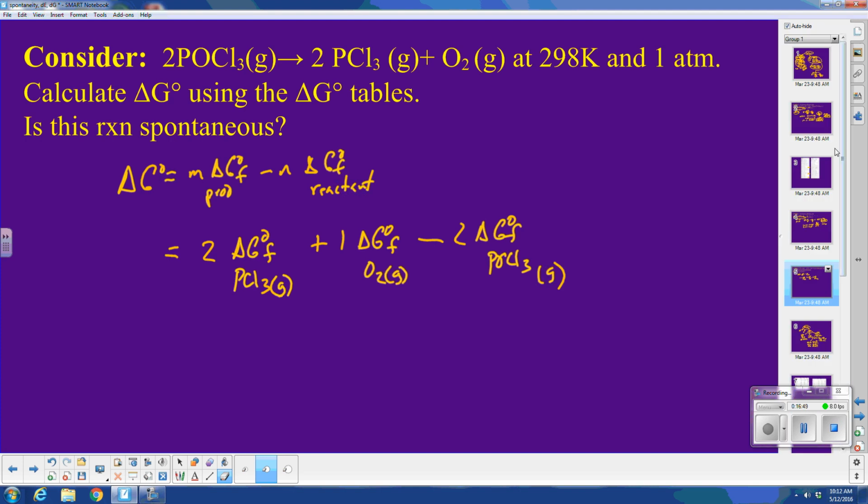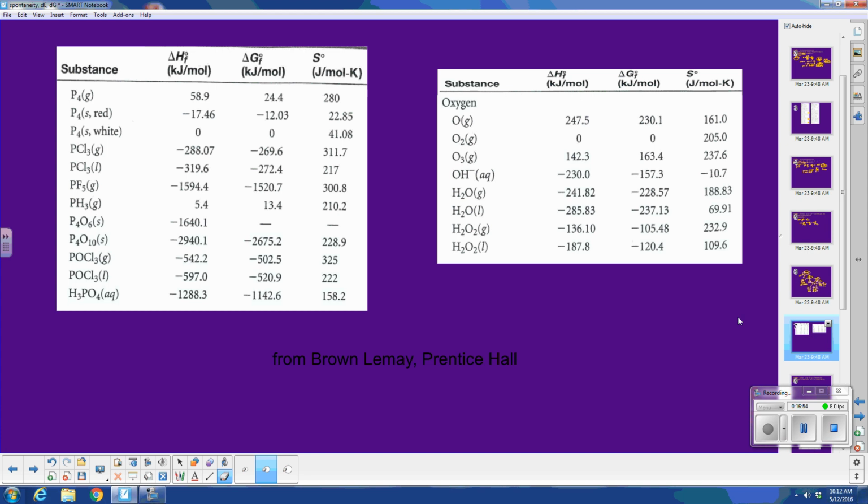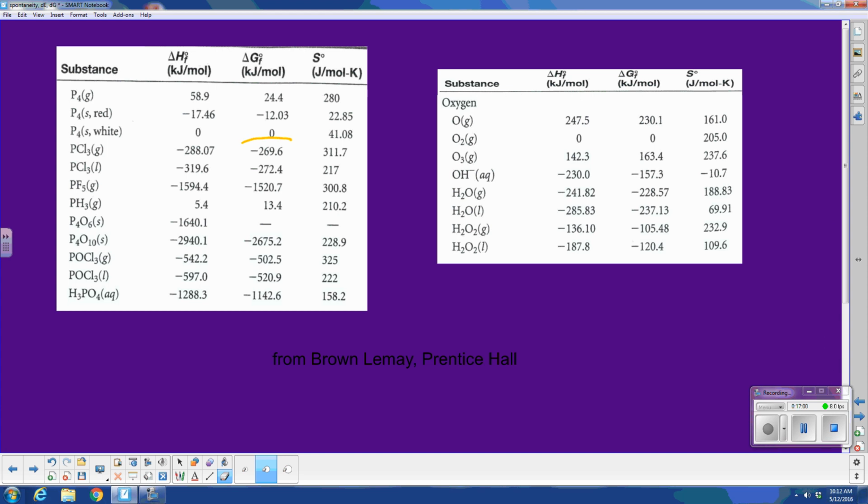So let's find some wonderful tables. I hope there are some wonderful tables here. Wonderful tables. Beautiful. Good. So we need PCl3, and that is going to be a negative 269.6. Make sure you're under the right column, right? Because you have a couple other things here. We only want the delta G of F.